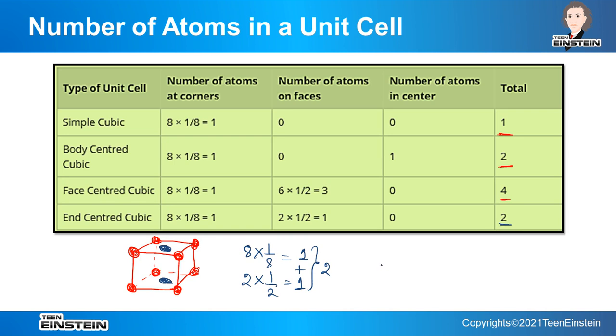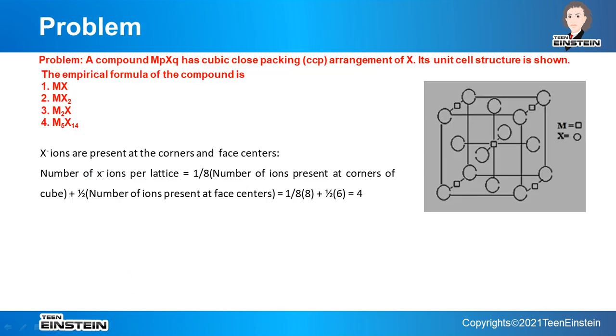So in this way we can find the number of atoms in a unit cell. Now we have a question here. A compound MpX3, this is the formula. It has a CCP arrangement, or FCC, both are the same, CCP arrangement of X, and its unit cell picture is also given. So X is basically present at the lattice points. X is round in shape and M is square. So X is present at the 8 corners and also the 6 faces: 1st face, 2nd face, 3rd face, 4th face, 5th face, 6th face. So X atoms are present at corners as well as face centers.